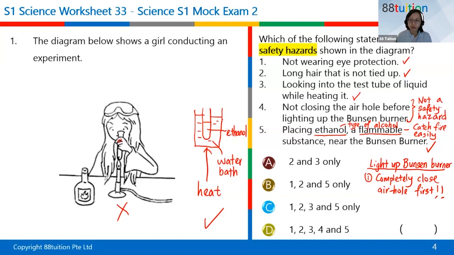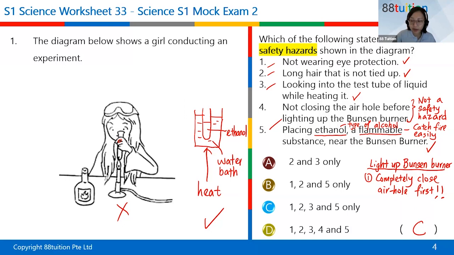So if you don't close the air hole before lighting up the Bunsen burner, it's actually not considered a safety hazard. It's just that the type of flame that you're using is not the right type of flame. So the answer will be 1, 2, 3, and 5. So the answer is C.